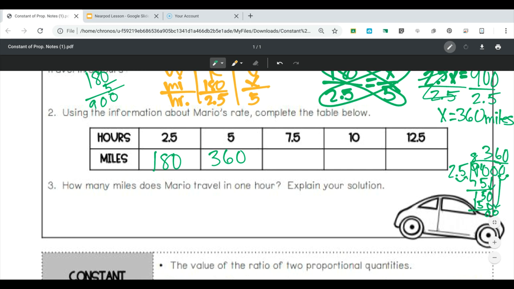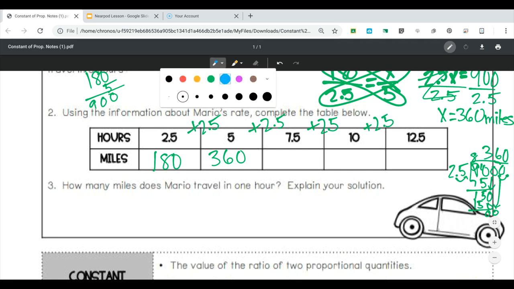What's 2.5 plus 2.5? 5. Okay, so that's adding 2.5 there. What's the difference between 5 and 7.5? Oh, we added 2.5 there. And again here. And again here. So we're adding 2.5 hours in between each of these numbers. Okay, well, if we're adding 2.5 there, what do you think we're adding here? Well, you can't see where I'm pointing. What do you think we're adding?